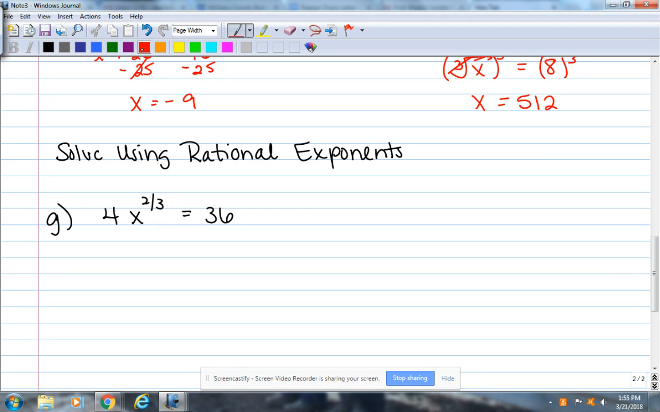Multiply by 2 over 3. No. Divide by the 4 first. Divide by the 4. Then we get x to the 2/3 power equals what? 9.